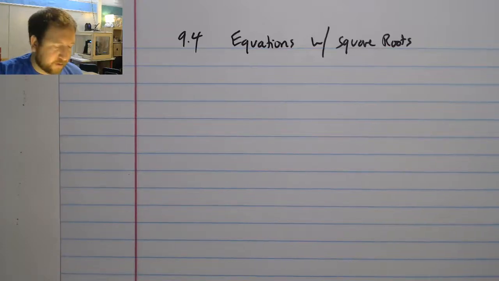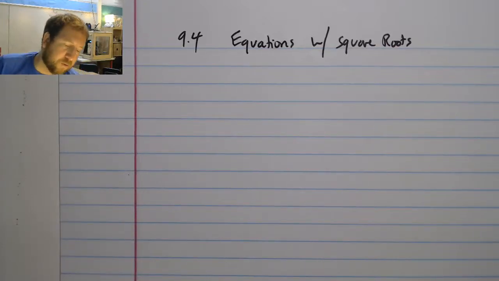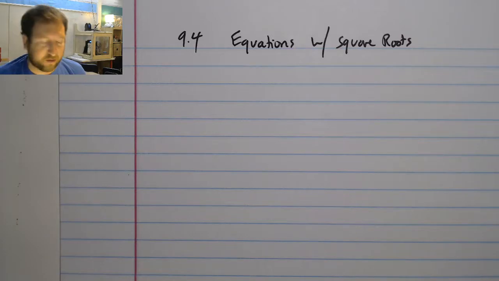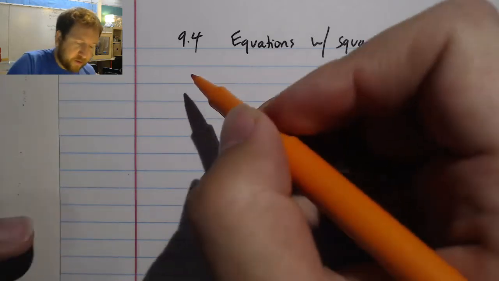All right, let's go on to section 9.4. This one's called equations with square roots. So these are kind of cool. I kind of enjoy these. We're going to go from expressions, where we were before, and now we're going to have those equations.